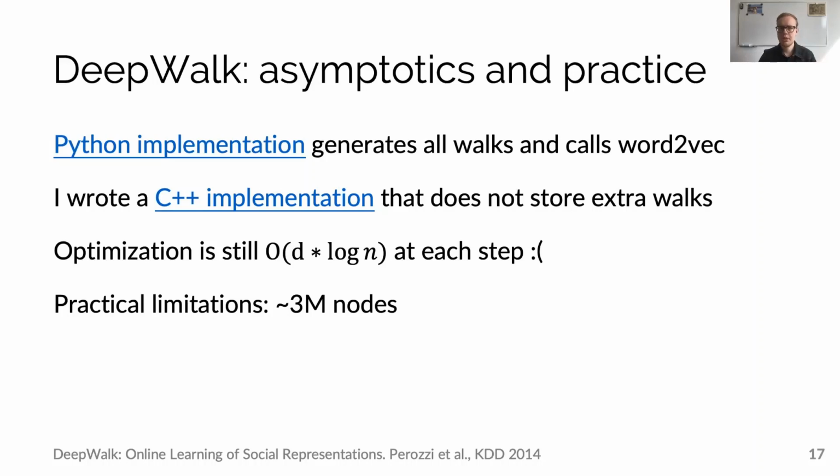So talking about some practical things, there is an author's Python implementation that basically generates all the random walks, saves them on disk, and then calls word2vec on them. I wrote a slightly more efficient C++ implementation that does not store the extra walks, so you don't have to keep anything besides the graph in memory. The problem with this algorithm is that the optimization is O(log n) at each step. So for large graphs, it can be a bit slow. And the practical limit, where it takes around a day to compute an embedding of a single graph, is something like 3 million node graphs.